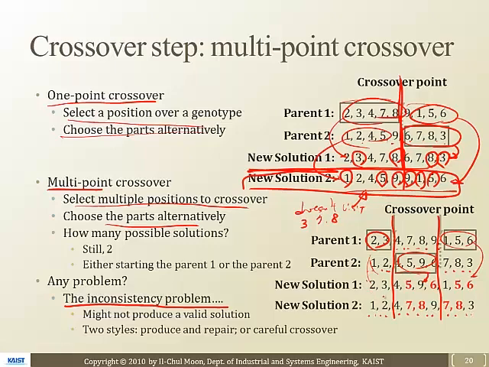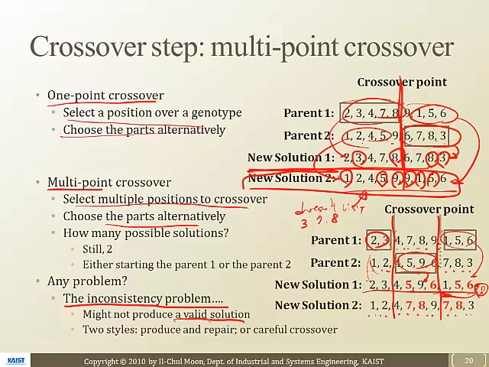Similar problem happens here. 5 happens here 2 times, 6 happens here 2 times. Means that it is missing something. Of course, this is not visiting 7 and 8. 7 and 8 should be somewhere here, but it's gone, right? So that's bad. So it might not produce a valid solution, a valid travel route.